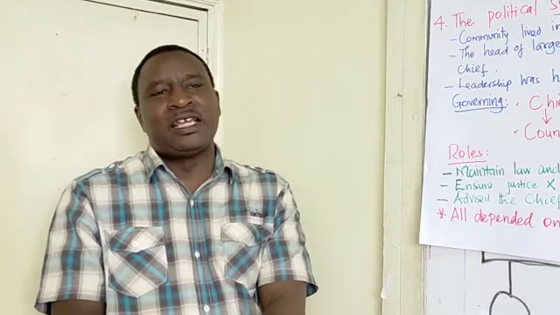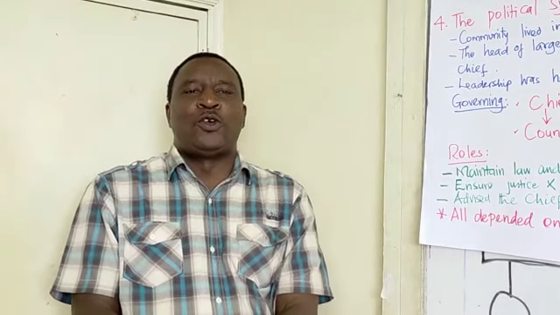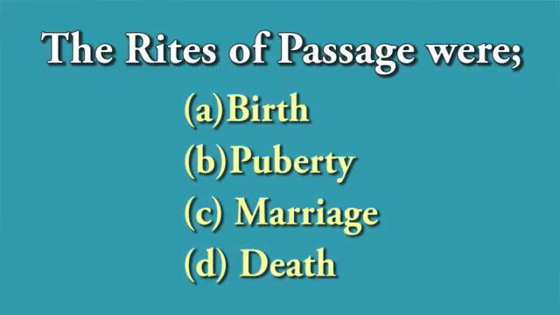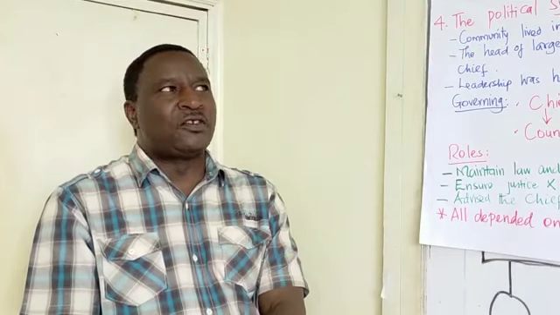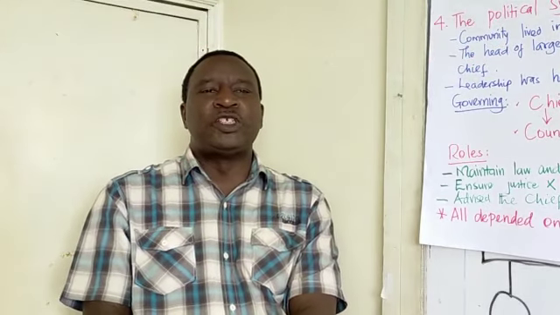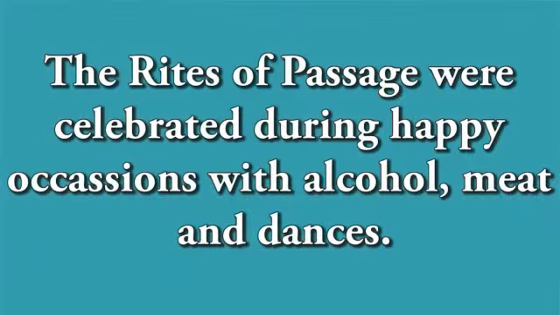You will realize once people come together, they have their rites. How did they live? The rites of passage included birth, puberty, that is now moving from childhood to adulthood, marriage, and after marriage, then death. All these rites of passage were celebrated during the different occasions, and the celebrations were marked with alcohol, meat, and dances.